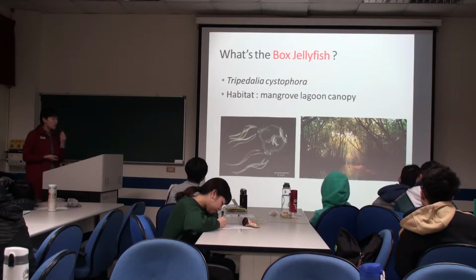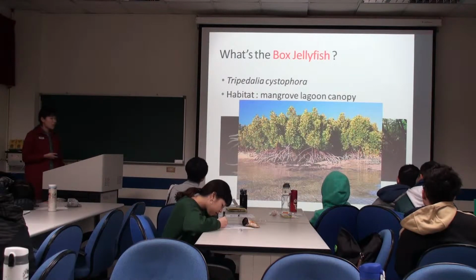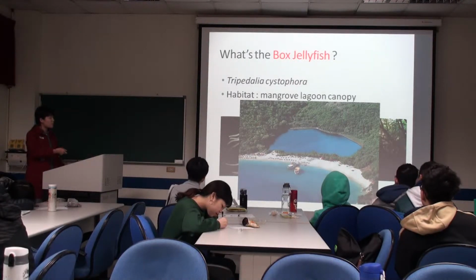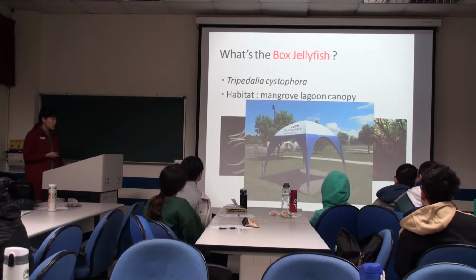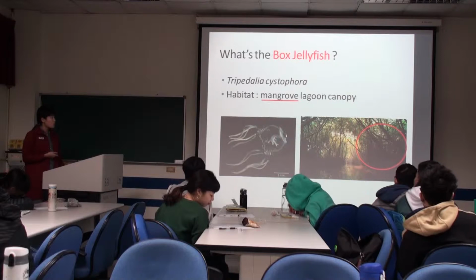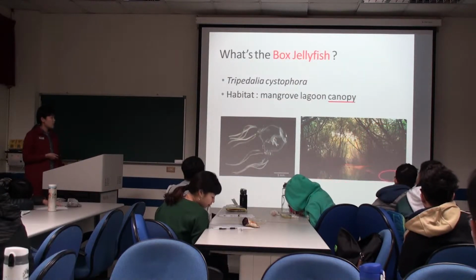They prefer to live in the mangrove lagoon canopy. Mangrove is a plant that lives in the intertidal zone, and lagoon is shallow water separated by barrier islands, just like a lake. And the canopy in here is a shelter made by the mangroves. So the mangrove lagoon canopy is their habitat.